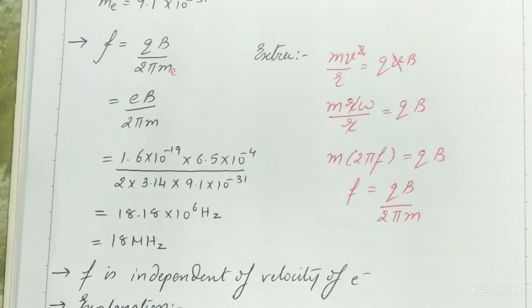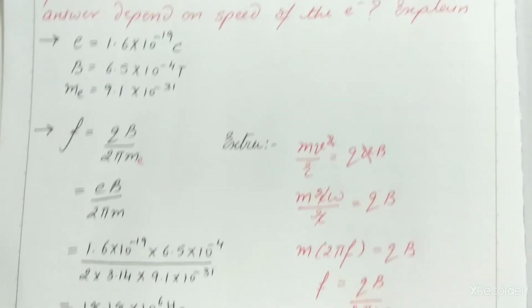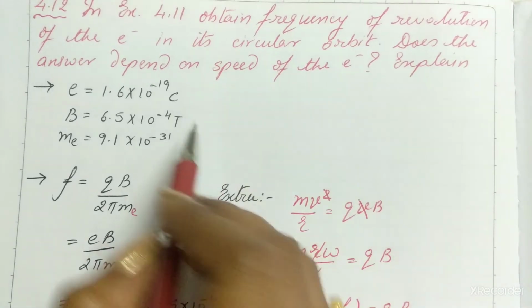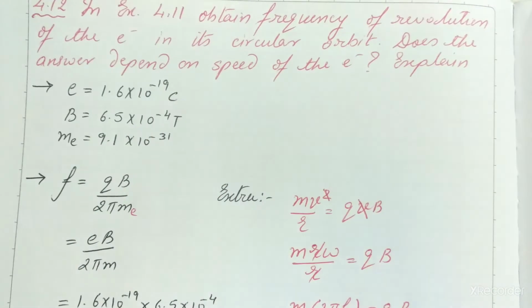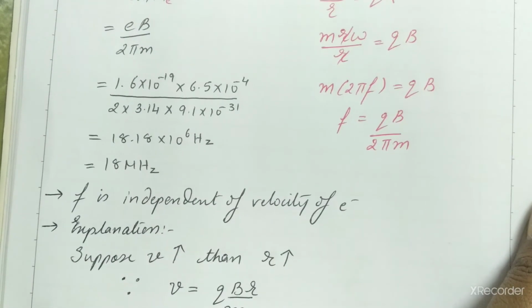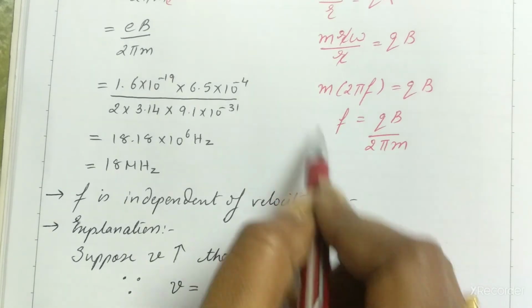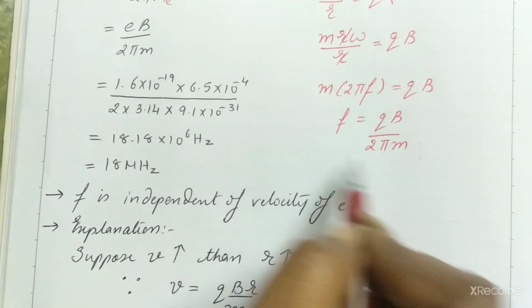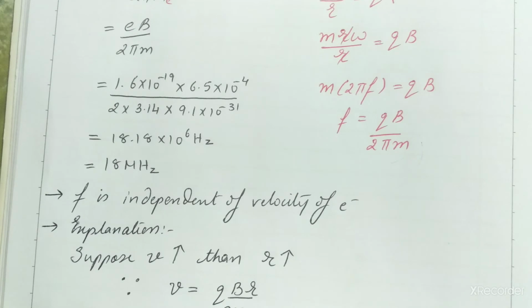Now they are asking whether the frequency depends on the speed of the electron. Our answer will be no. Frequency is independent of velocity. Simply observe this formula. See, in this formula, velocity is not there. So you can say that frequency does not depend on velocity.